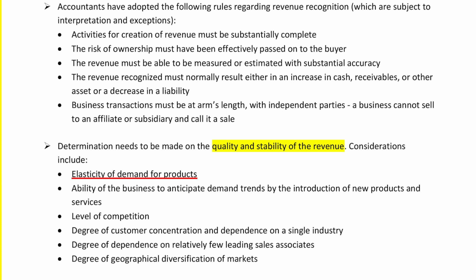Next, you got ability of the business to anticipate demand trends by the introduction of new products and services. Very important, level of competition. Next, you got degree of customer concentration and dependence on a single industry. You got degree of dependence on relatively few leading sales associates. So that's your sales channels. And lastly here you got degree of geographical diversification of markets. So all these help in determining the quality and stability of revenues.